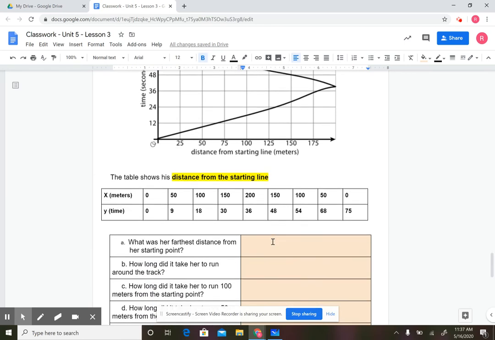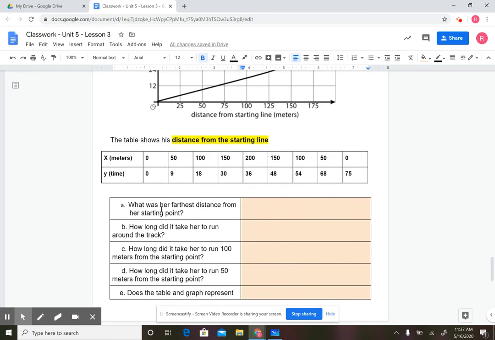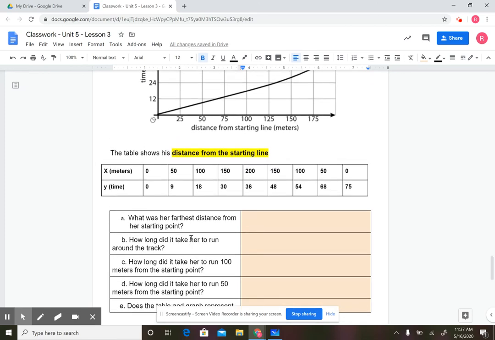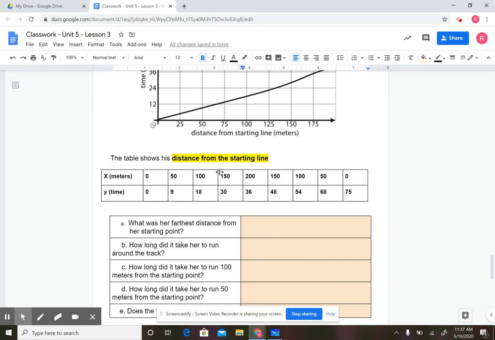So now let's answer some questions. What is the farthest distance from the starting point? Well, let's look for the farthest distance, it would be 200, right? How long did it take to run around the track? Well, let's see. Since this is one half, this is the other half, it'd be 75 seconds. How long did it take to run 100 meters from the starting point? Let's see, 100 meters. So there's 200 meters. So 18 seconds and 54 seconds.